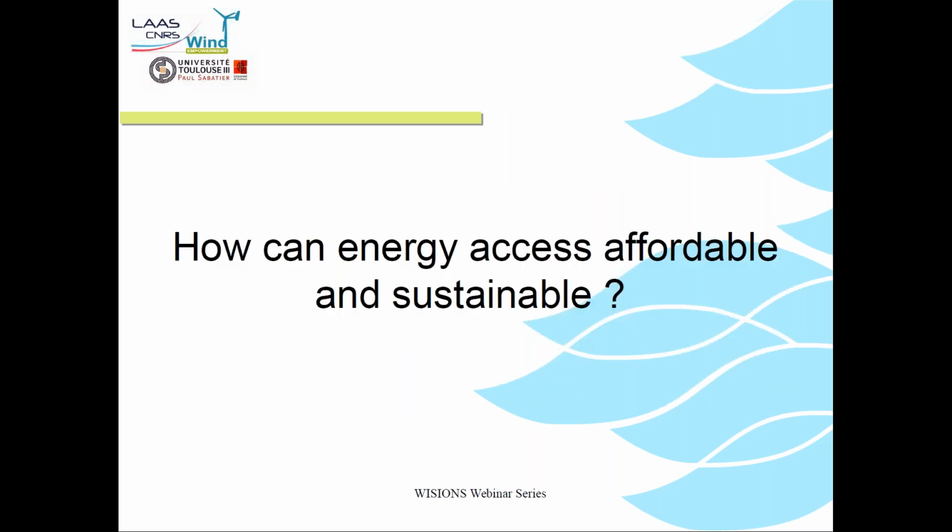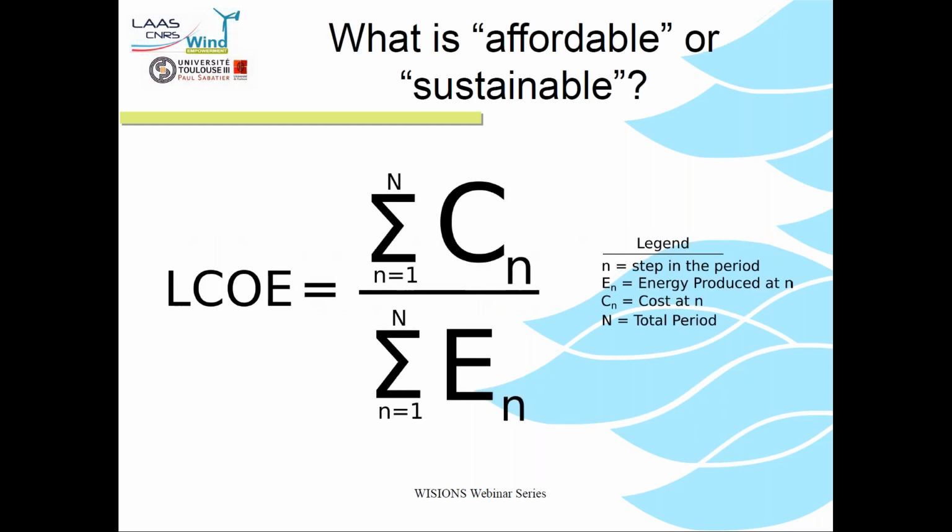But the question here is, how can energy be affordable and sustainable? So the point is, and we'll be talking about this, what is affordable and sustainable? Here comes a little equation. Now, don't get itchy. It's just a division. It's what we call the levelized cost of energy. This is a measure of what would be the tariff, the break-even tariff.